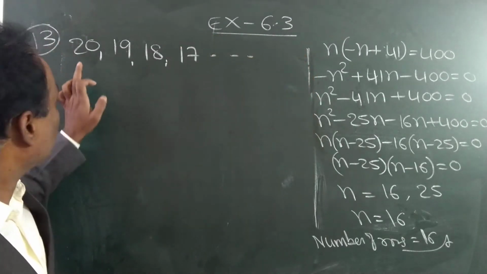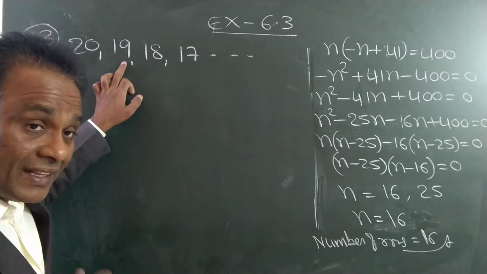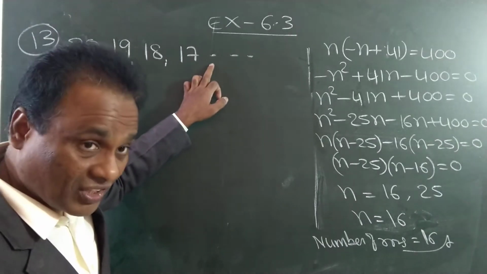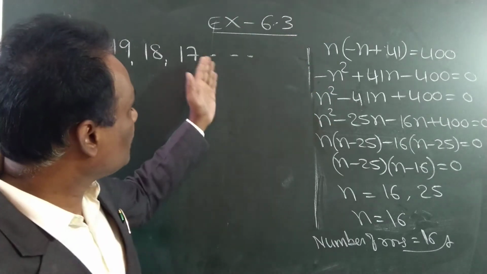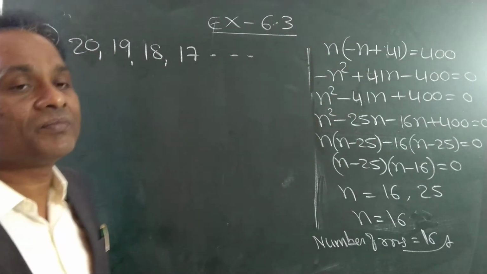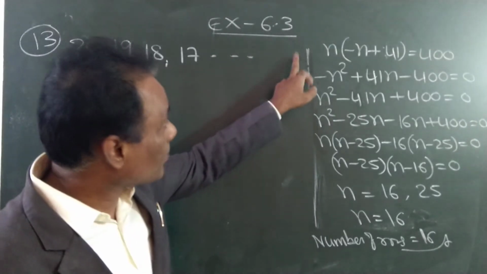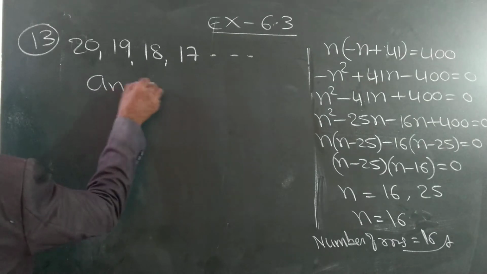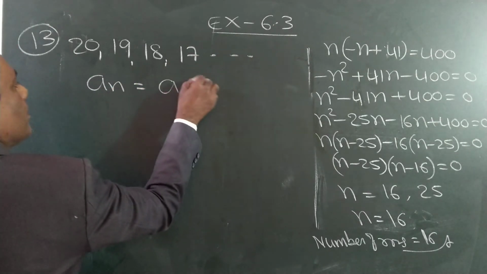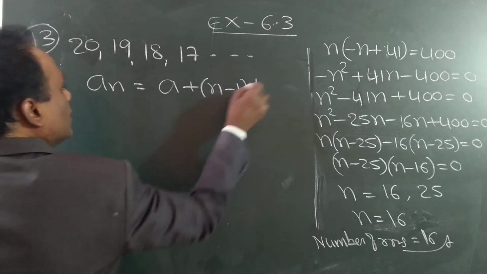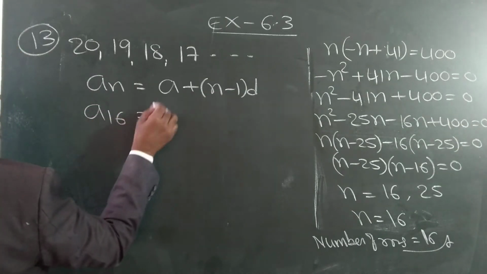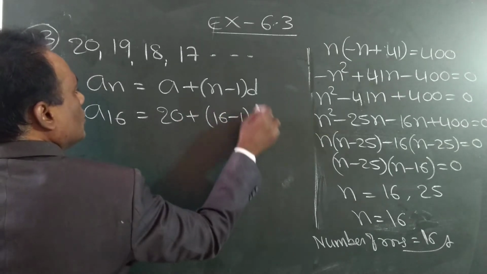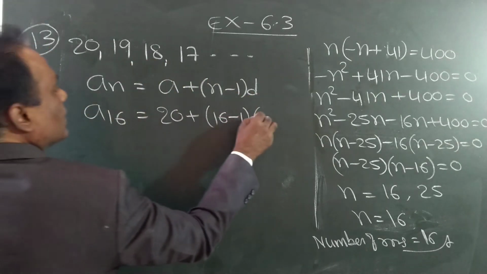What is the first number? 20. Second number 19, third number 18, fourth number 17, fifth number 16. What is the 16th number? If you continue this, what is the 16th number? Find the 16th term. The formula for any term is a plus n minus 1 into d. So we require the 16th term: a is 20, plus 16 minus 1 into d, where d is minus 1.